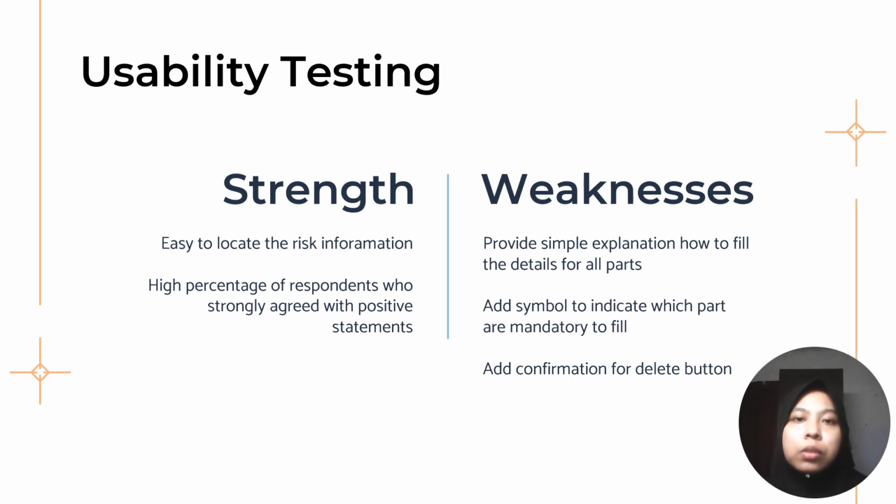For the risk management module, they can provide a simple explanation of how to fill in the details of some parts, so that users have a clear understanding when submitting risk information. In the risk management form and register user form, symbols such as an asterisk can be added to indicate which parts are mandatory to fill. Lastly, a confirmation can be added for the delete button to ensure users do not mistakenly delete information directly.